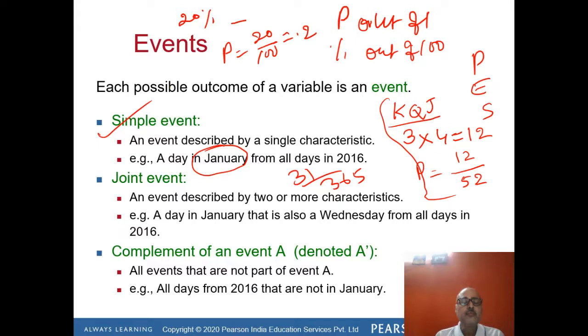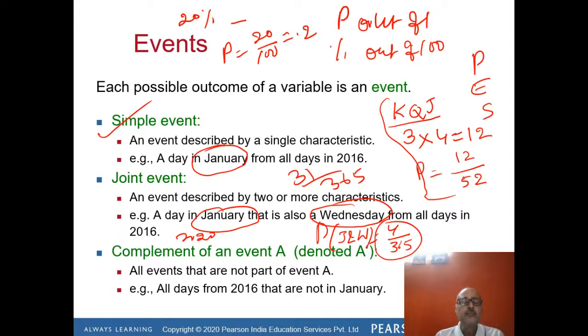Joint event: if I ask what is the probability of getting January as well as Wednesday, so two things are together. This type of event, where you want to know January as well as Wednesday in 2020, is called a joint event. So what is the probability of getting January and Wednesday both in 2020? In a January, how many Wednesdays are possible? 4 weeks means 4, out of 365. So this is the joint probability of January and Wednesday. The probability of January and Wednesday is 4 upon 365.